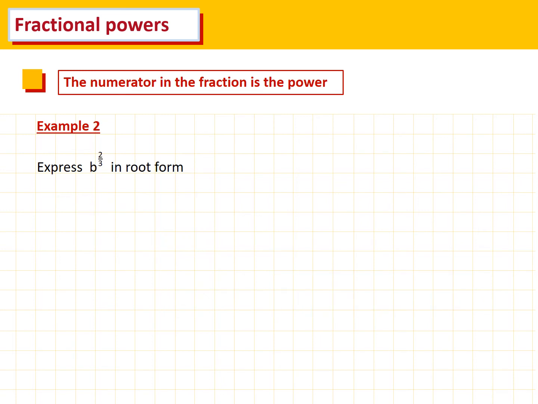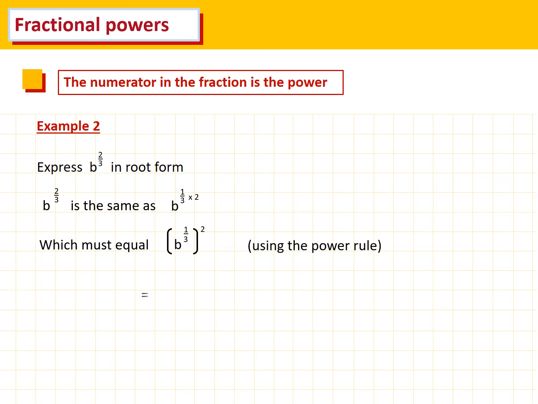In example 2, we can go through the steps of breaking it down. 2/3 is a third times 2 using the power to a power rule, and then that's a cube root of b all squared. Or we can simply have started here and said, right, the denominator is the root, the numerator is the power.